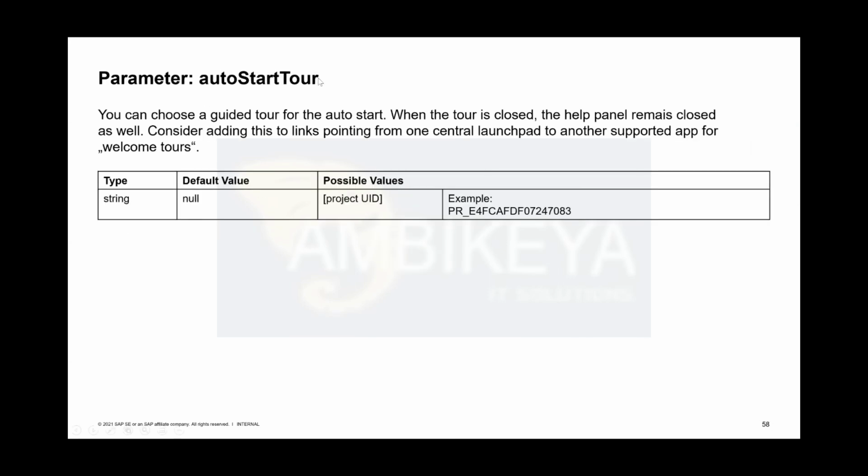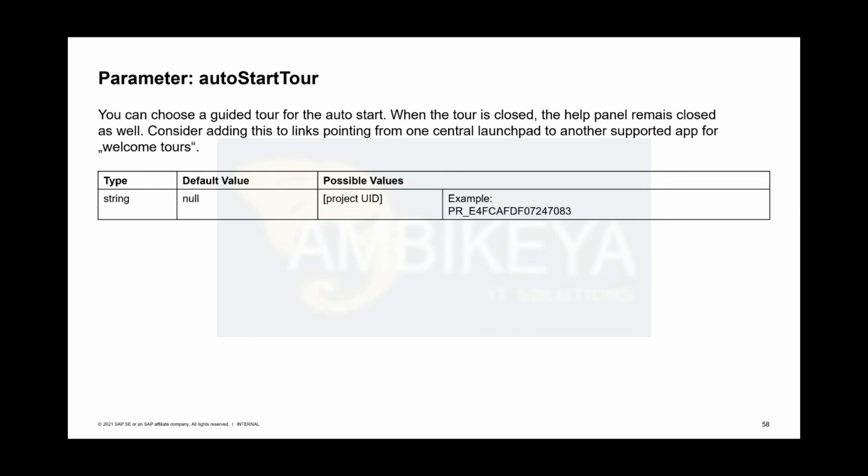Auto start guided tour. It's help dash auto start tour, and then the ID of the guided tour, which will lead to the fact that this guided tour is started without having to pick it actively from the side panel. So what is this for? For welcome tours in most of the cases and for what's new tours in most of the cases. But how could we attach it? Because it can't be initialized, right?